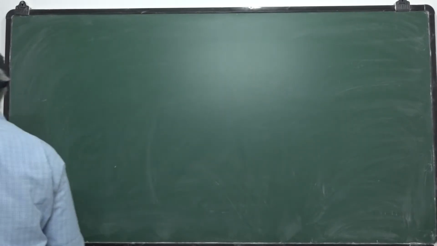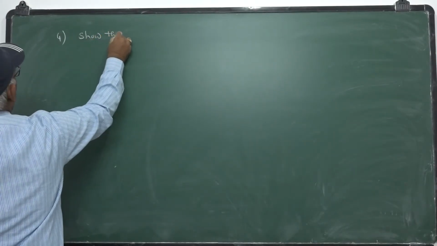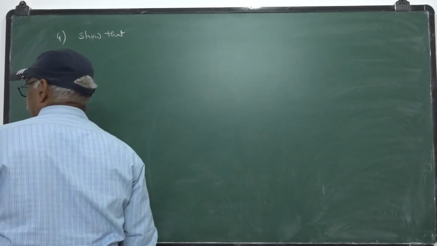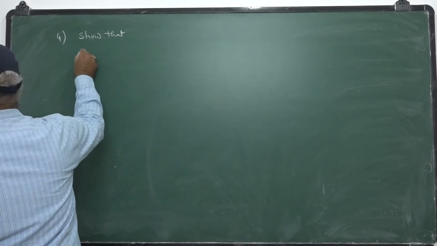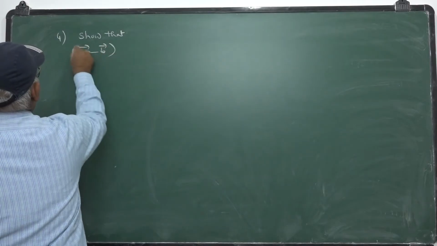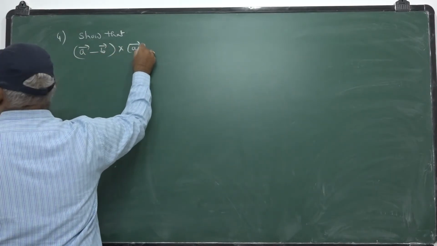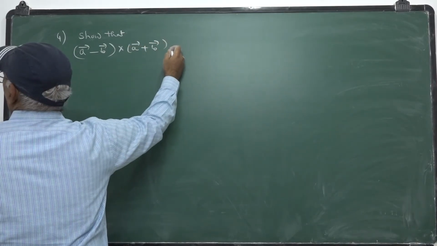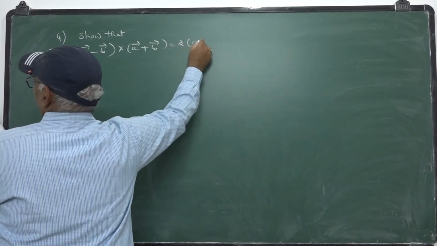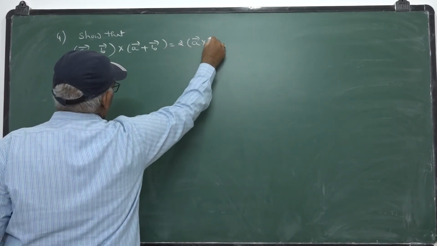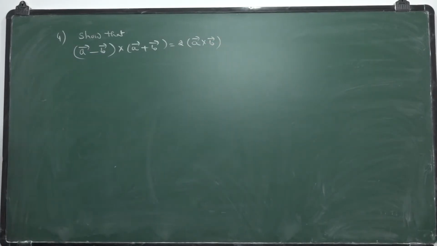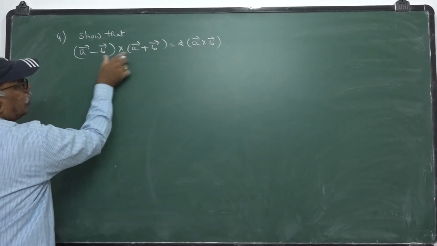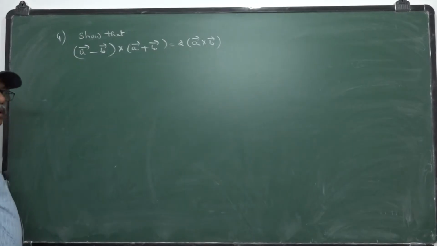Next, fourth problem. Show that (A bar minus B bar) cross (A bar plus B bar) equal to twice A bar cross B bar. This is one vector, this is one more vector. The cross product of these two vectors is twice that of A bar cross B bar.